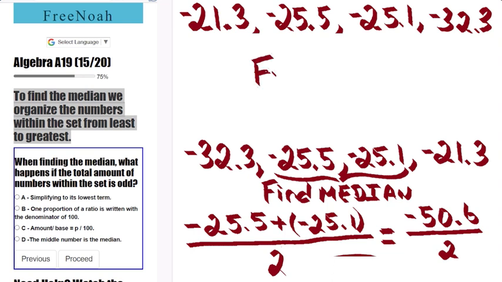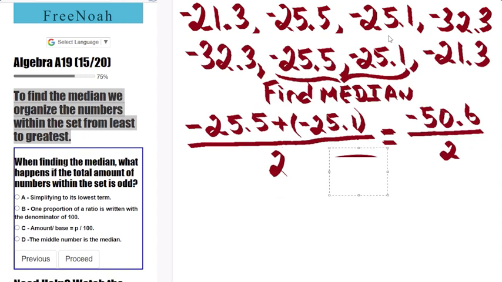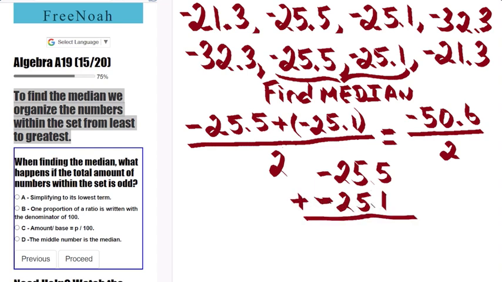In this case, it'll be negative 25 and 5/10 and negative 25 and 1/10, and divide by 2 because there are two values that we're adding. So let's place negative 25 and 5/10, negative 25 and 1/10, and begin adding. We have 5 plus 1, 6, 5 plus 5 is 10, carry over the 1, drop down the 0, and we have 1 plus 2 plus 2 giving us 5.